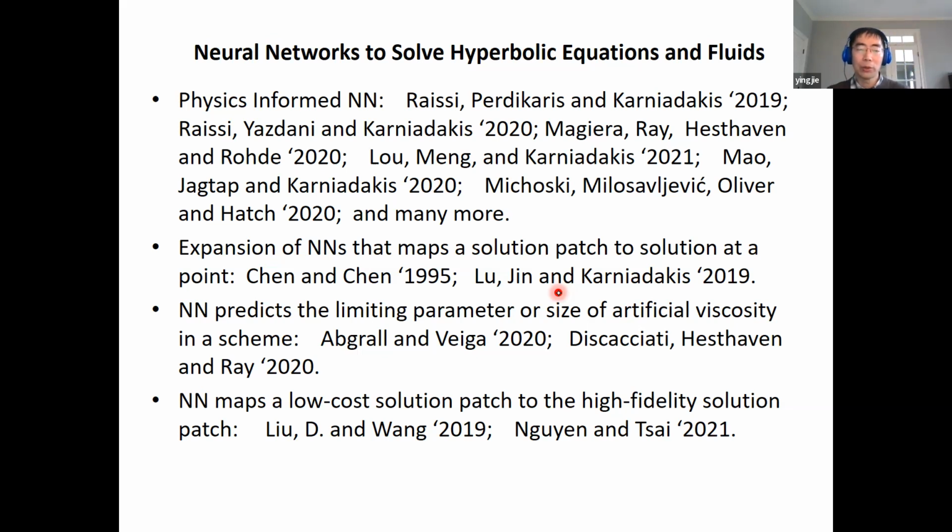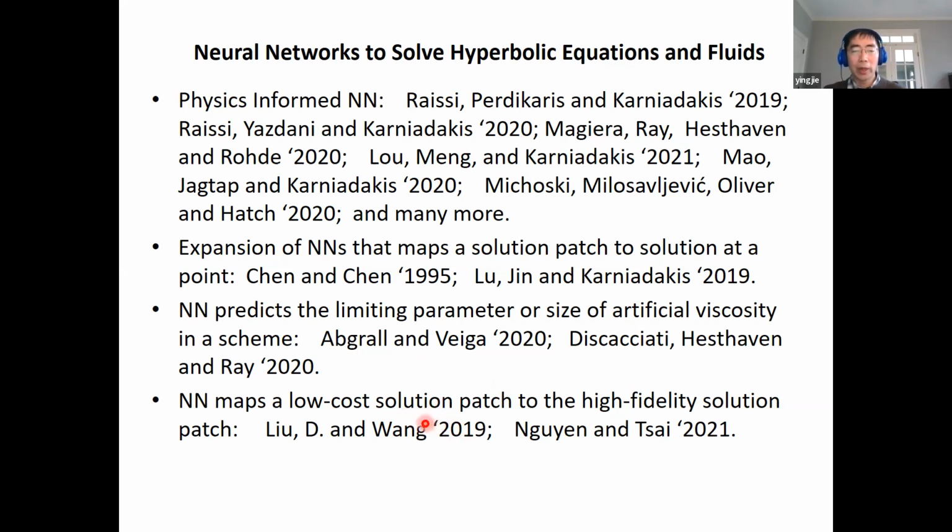And there are also approaches using neural networks to improve existing schemes. For example, you can use the neural network to predict a limiting factor, a limiting parameter, or to determine the size of the artificial viscosity. And this will help improve an existing scheme for shock capturing. For example, the works by Abgrall and Veiga, Discacciati, Hesthaven, and Ray in 2020.